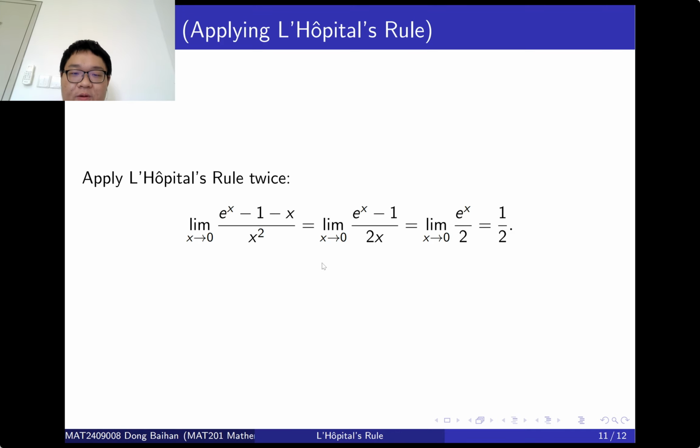So maybe after using L'Hopital's rule, we will meet an indeterminate form again. So we need to use L'Hopital's rule once, twice, three times, or many times. It's possible.